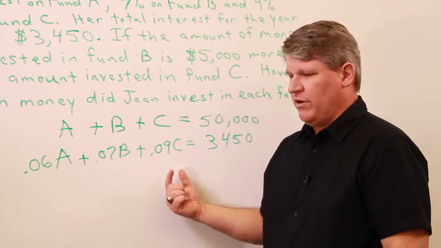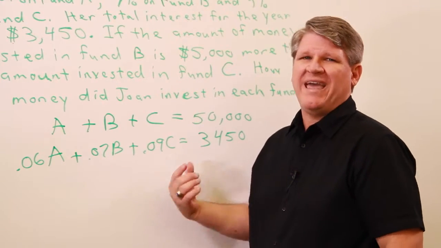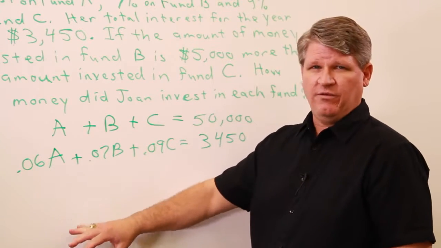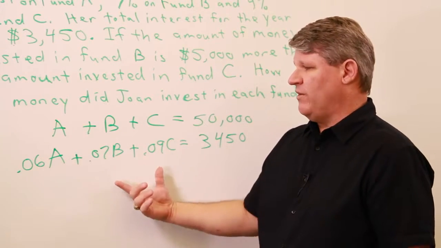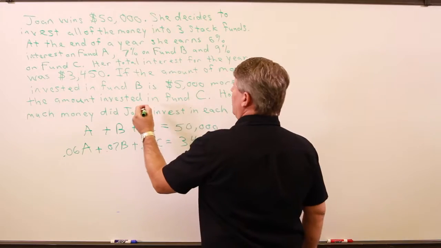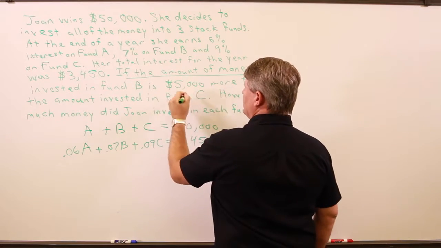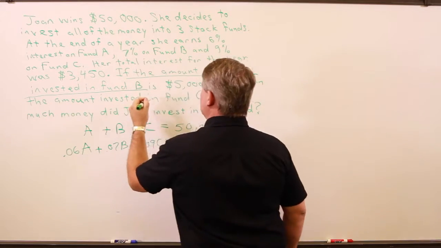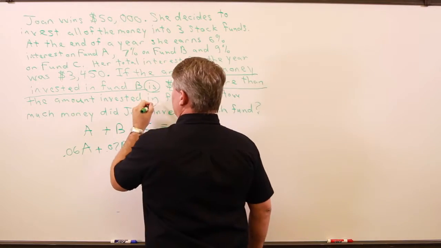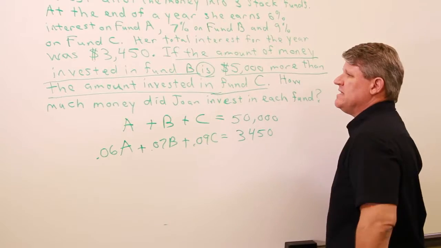Now, we do have a problem. We have 3 different variables. In order to find a solution for 3 variables, we have to also have 3 equations. You need 1 equation for every variable. So far, I've only got 2 equations. The third equation is going to come right here. The amount of money invested in Fund B is $5,000 more than the amount of money invested in Fund C.